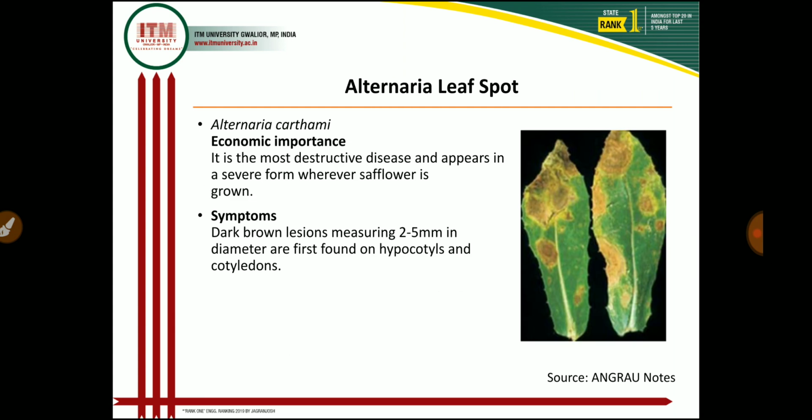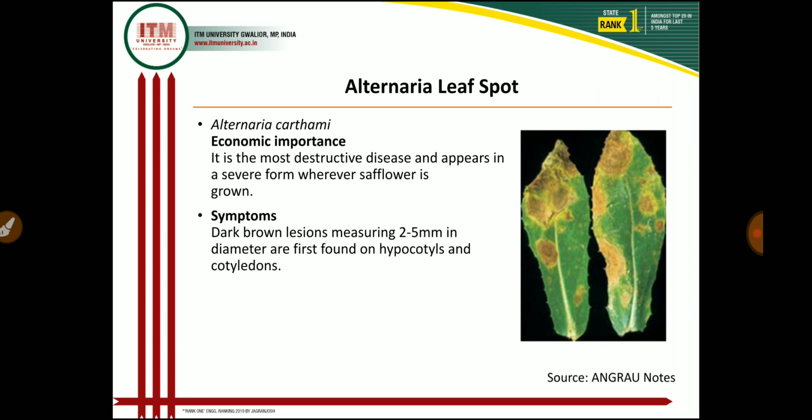The next disease is the Alternaria leaf spot, and Alternaria leaf spot is the most important disease in the safflower crop. It is the most destructive disease and appears in a severe form wherever safflower is grown, and this Alternaria leaf blight is caused by Alternaria carthami. Almost 40 to 50% losses occur when a severe infection occurs in the safflower crop.